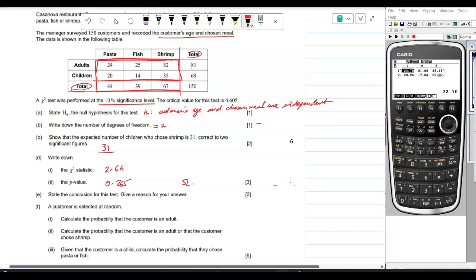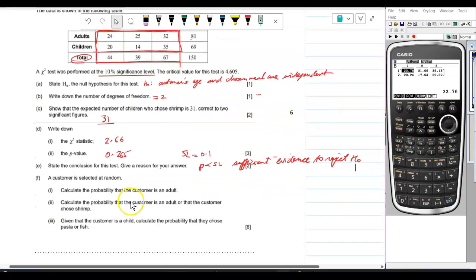What's your SL? 0.1. Low P, no H0. P is less than SL, so there is sufficient evidence to reject H0. Are you following that? You reject H0 basically. It means the customer and choice are not independent. They depend on each other.